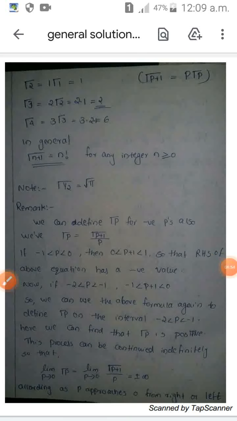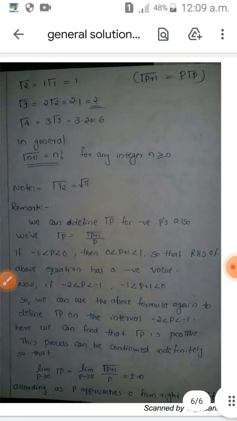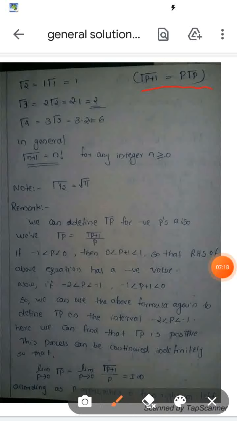Next, a remark. We can define gamma p for negative p's also. We have gamma p equal to gamma p plus 1 divided by p. This is got from here. If minus 1 less than p less than 0, then 0 less than p plus 1 less than 1, so that the RHS of the equation has the negative value.